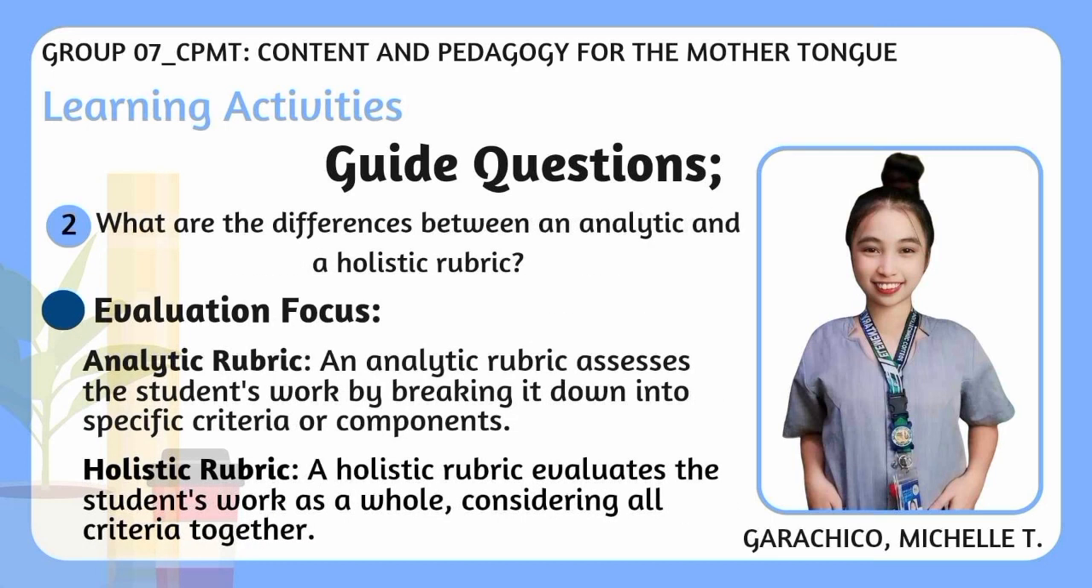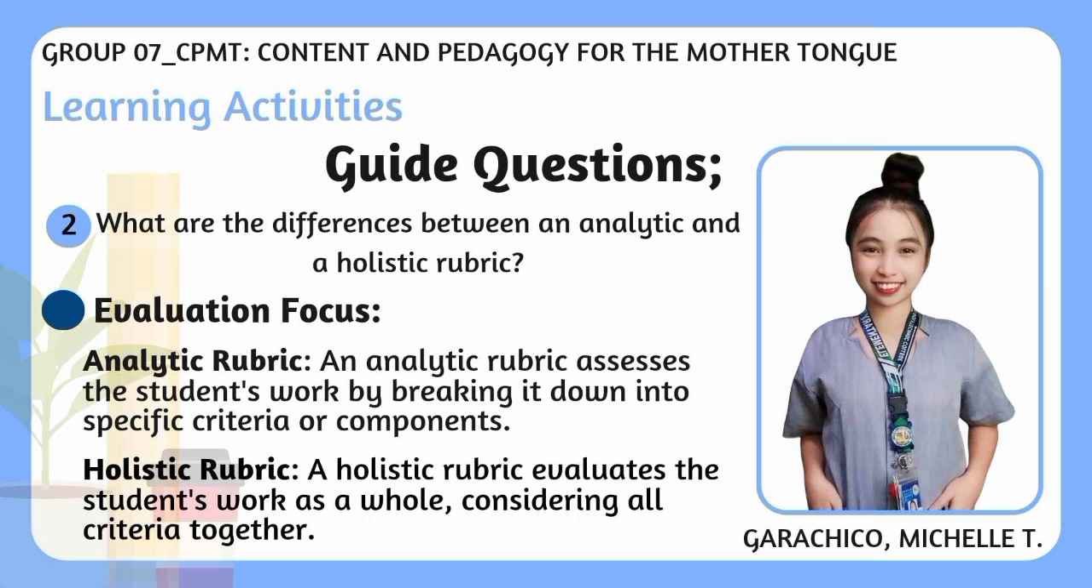What is the difference between an analytic and a holistic rubric? First is evaluation focus. An analytic rubric assesses the student's work by breaking it down into specific criteria or components. Ang bawat criterion is evaluated separately at ang scores are assigned for each criterion. Ang focus nito is on assessing different aspects or skills individually.